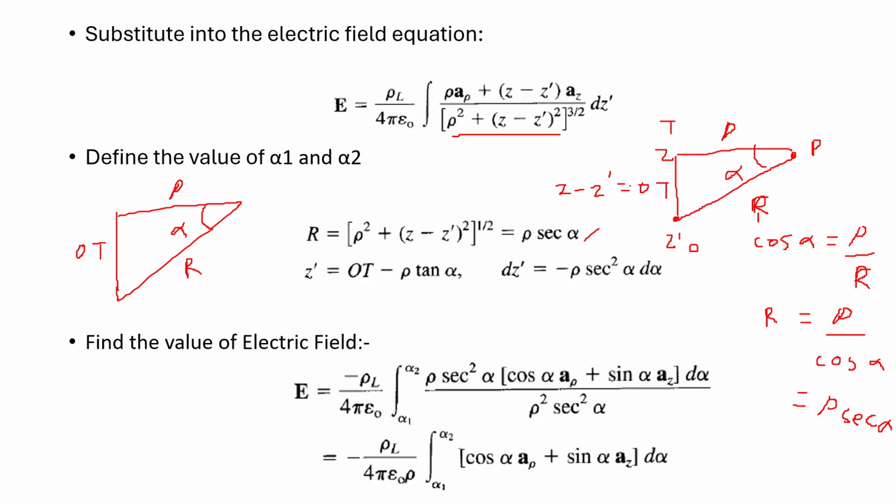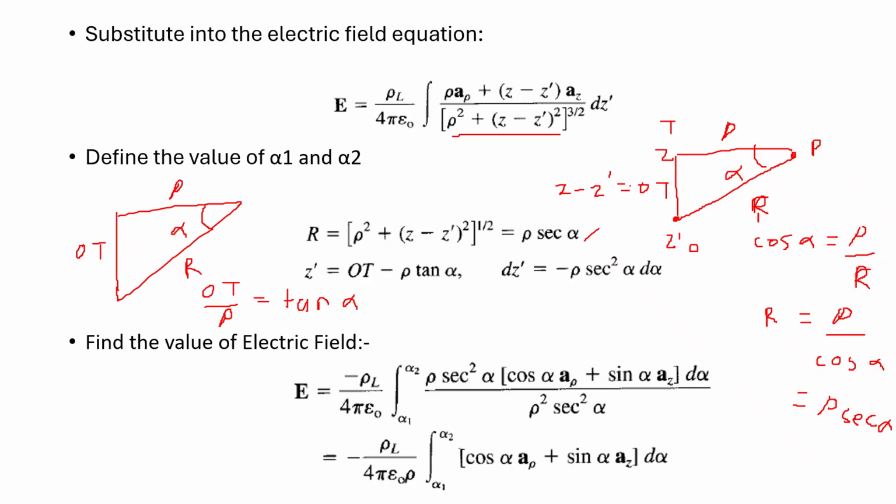So you have OT over rho equal to tangent alpha. As we know that OT equals Z minus Z prime, you have OT equal to rho tangent alpha, so you have Z prime equal to OT minus rho tangent alpha.